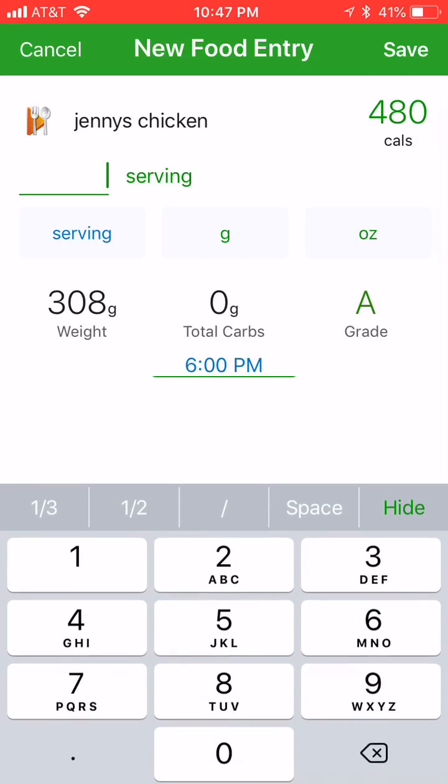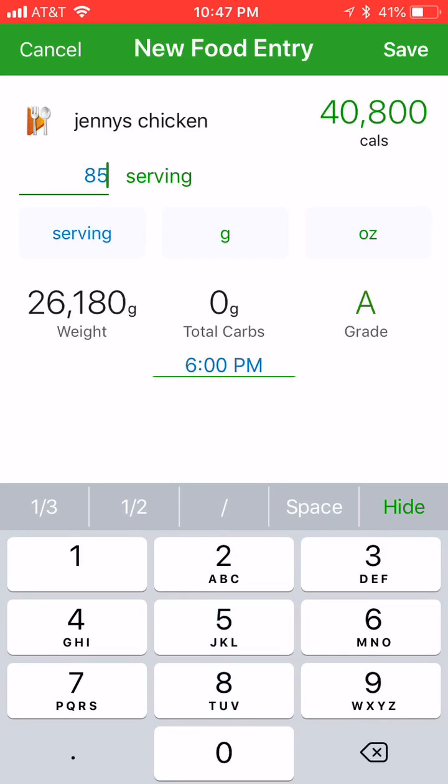And now I can go in and log 85 grams of chicken, 132 calories, and I'm good to go. And I can use that same entry forever because I always cook my chicken the same way.